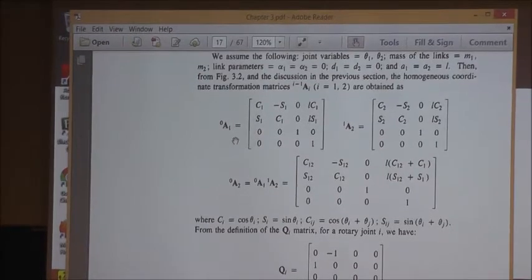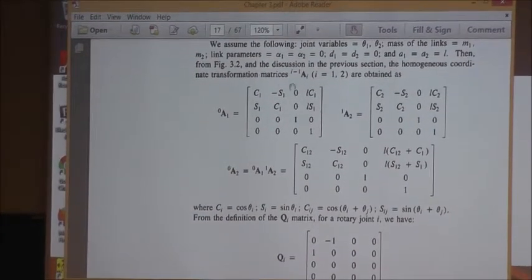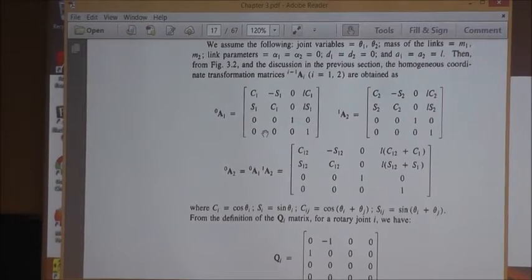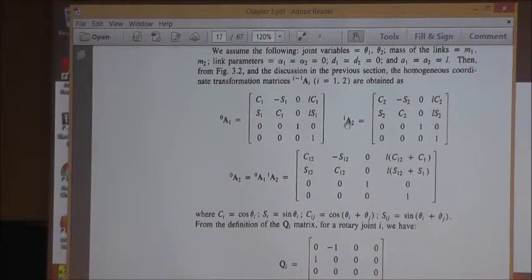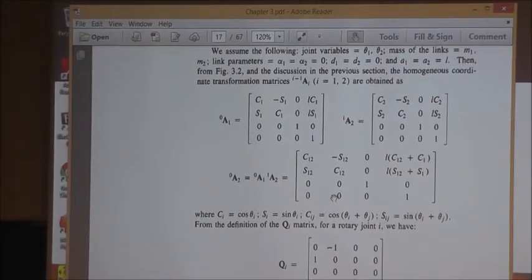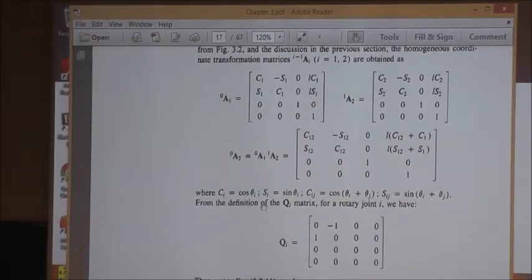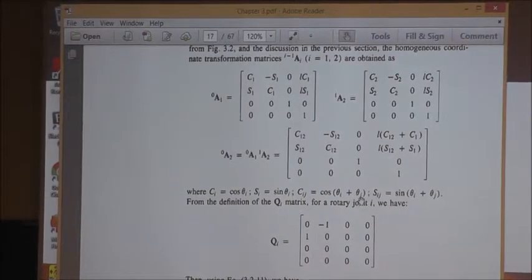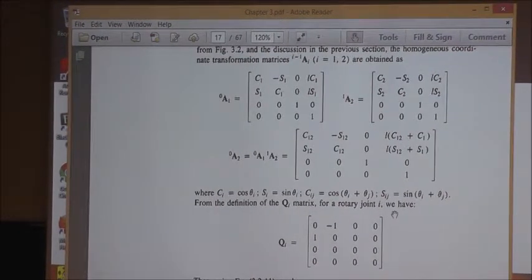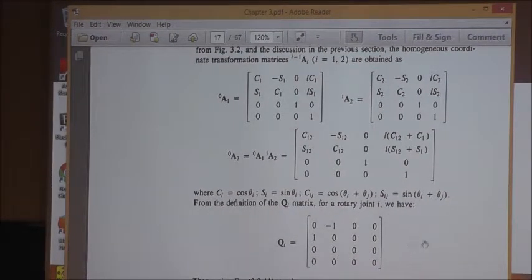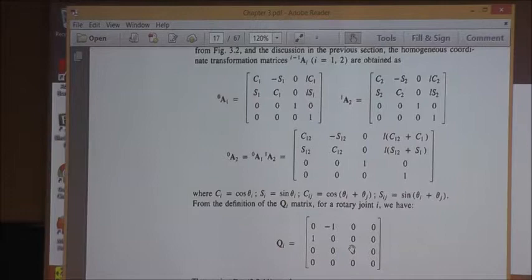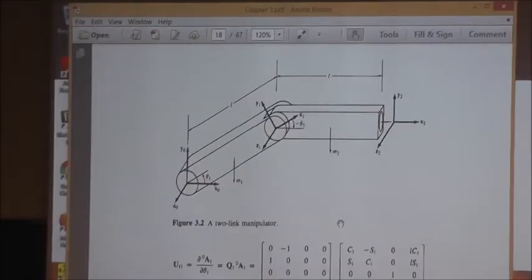The Denavit-Hartenberg matrix from base to the first joint is given by this. And the same matrix from joint 1 to 2 is given by this. You multiply those two together, you get this equation. And of course, Ci is cosine of theta i, Si is sine of theta i, Cij is cosine of theta i plus theta j, and so forth. And then the Q matrix, which is a convenient way of compacting the equation, which is so complicated, is given by this part of the presentation.